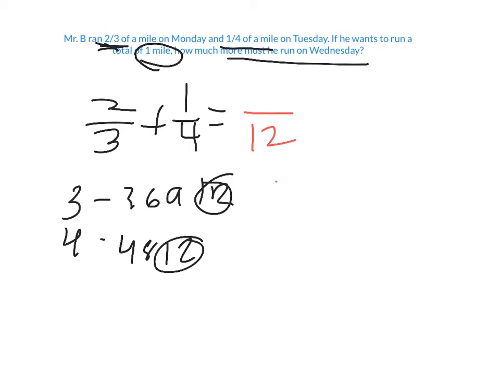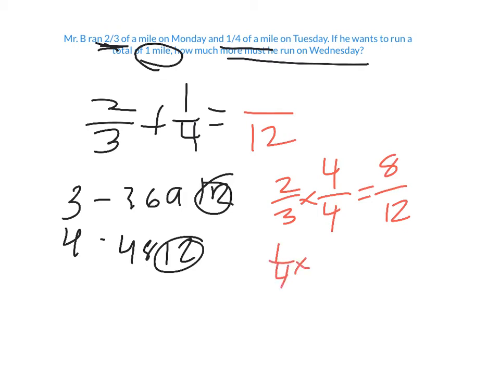Now from here I've got 2/3. I multiply it by something to get something over 12. 3 times 4 gives me 12 for my denominator, so I multiply the numerator by 4 too, because I'm multiplying by one whole, so I don't change the value, but I do change the numbers. So I've got 8/12.